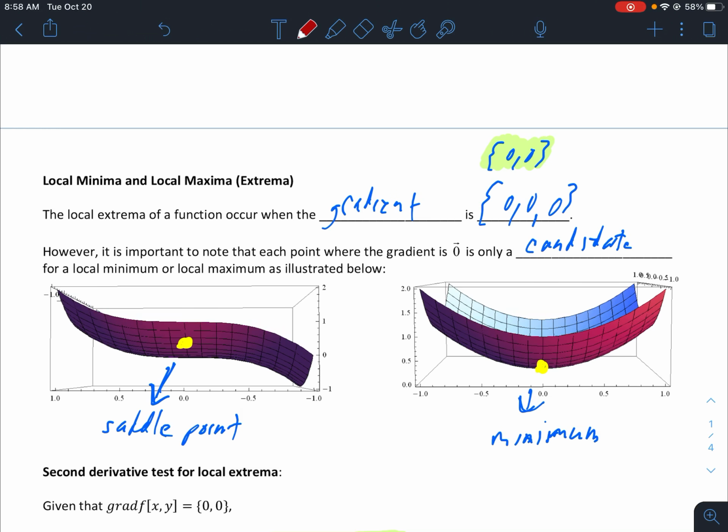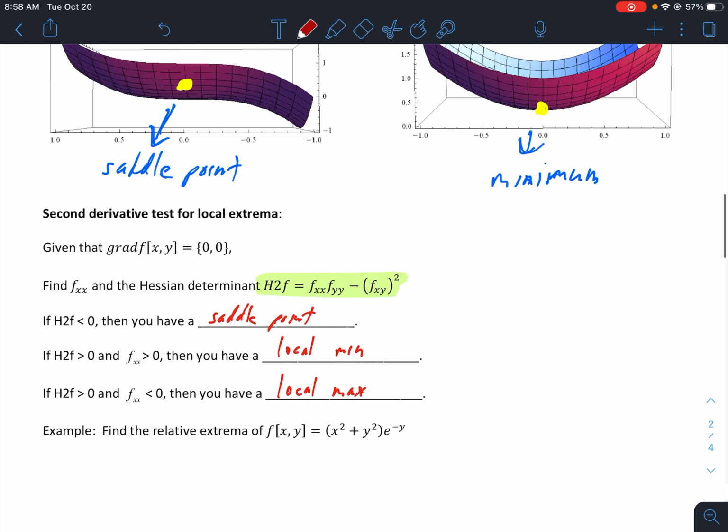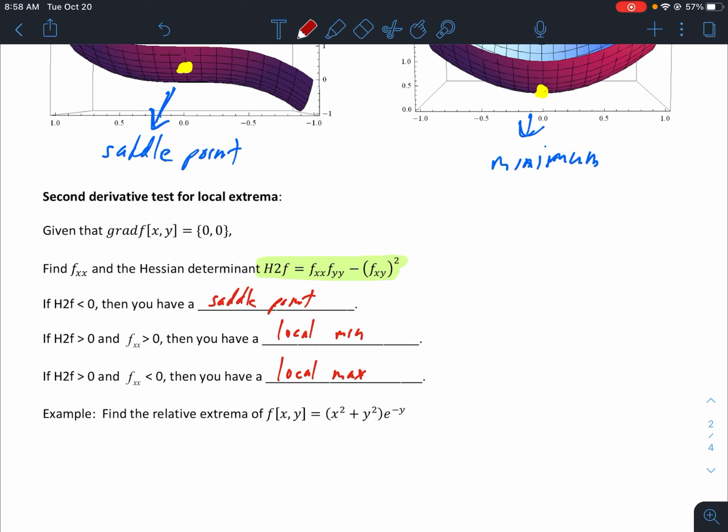Okay? So you see in the first picture there, the gradient would be 0 at that point, but it is not a max or a min. It would be a saddle point. The second picture there, it is an actual minimum. So for the second derivative test, first you want to make sure you find where the gradient is equal to 0.